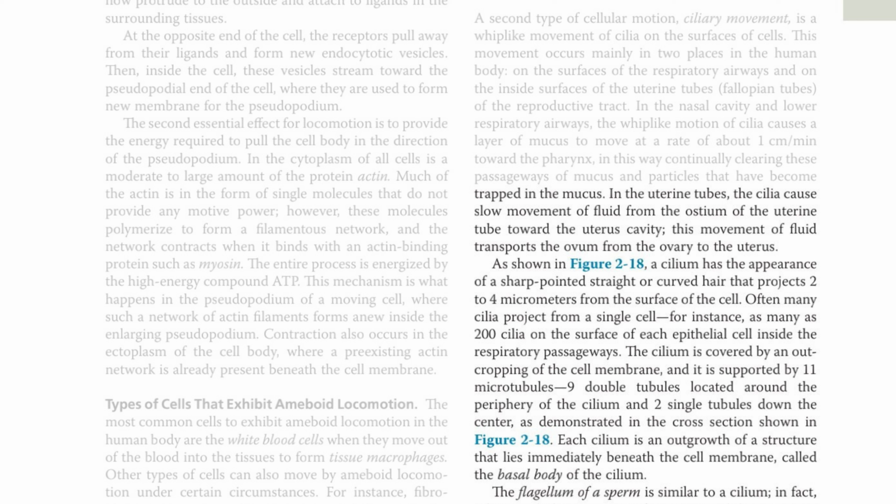As shown in figure 2-18, a cilium has the appearance of a sharp-pointed straight or curved hair that projects 2 to 4 micrometers from the surface of the cell. Often many cilia project from a single cell, for instance, as many as 200 cilia on the surface of each epithelial cell inside the respiratory passageways. The cilium is covered by an outcropping of the cell membrane, and it is supported by 11 microtubules, 9 double tubules located around the periphery of the cilium and 2 single tubules down the center, as demonstrated in the cross-section shown in figure 2-18. Each cilium is an outgrowth of a structure that lies immediately beneath the cell membrane, called the basal body of the cilium.